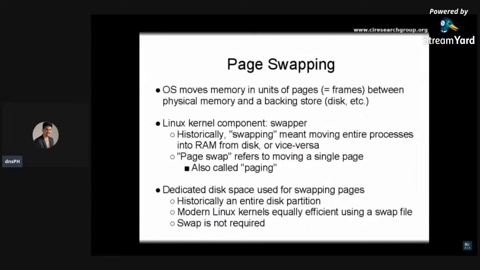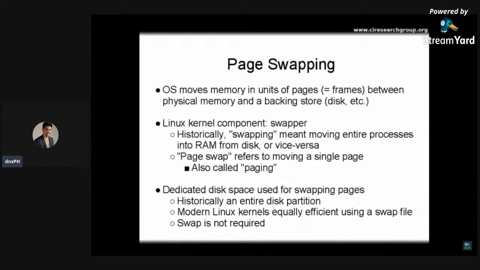The process of moving pages or frames of memory back and forth between RAM and the backing store is known either as swapping or as paging. Historically, the term swapping referred to the movement of entire logical address spaces or entire processes between RAM and disk. Moving single pages or frames of data between RAM and the disk was called paging. In modern practice, both terms are used interchangeably, and the Linux kernel component that performs page movements is called the swapper. A single movement of a single page frame into or out of physical memory is called a page swap.